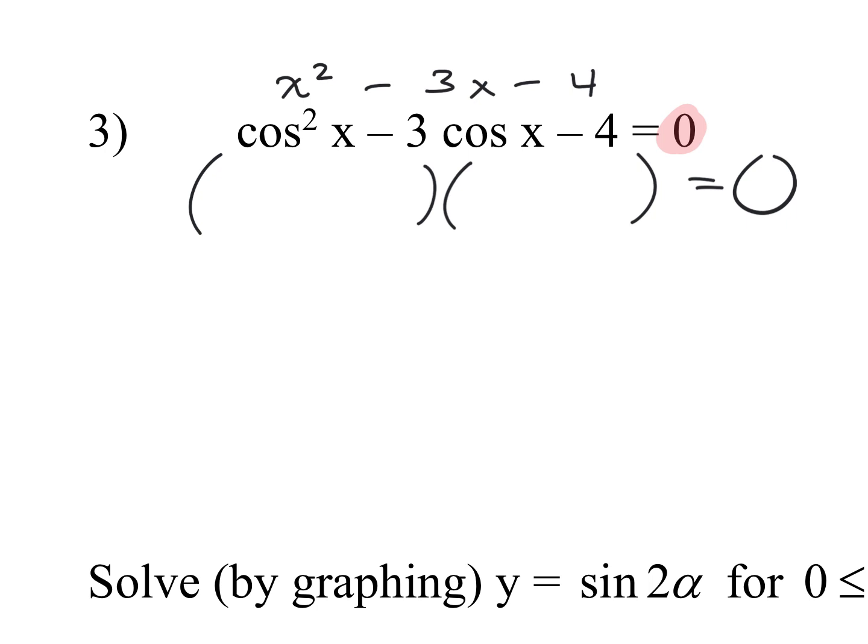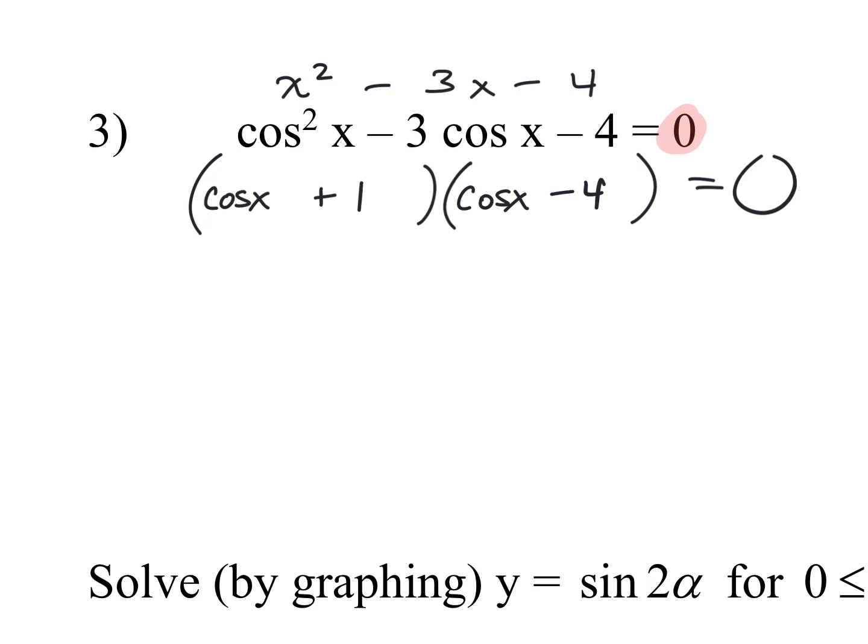So in this problem, what's going to be different? Well, instead of just regular old x, the leading term in each of these binomials must be cosine x. So if we were to distribute, we would generate that cosine squared x. From here, I need to find coefficients that are compatible with our linear and constant terms. That's going to be a -4 and a +1.